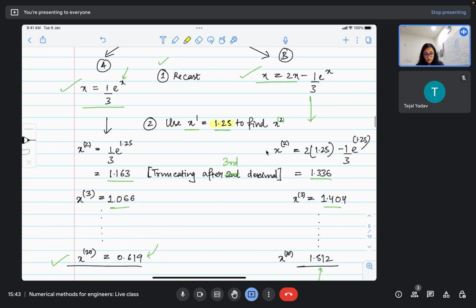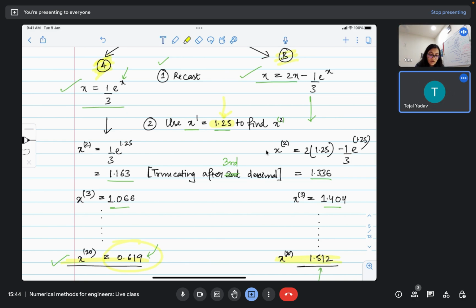Okay, so we had recasted it in type A and in type B. When we recasted in type A, we were getting 0.619. It was one of the roots. Recasted in type B, we were getting the other root. So do you realize that when we recast in a particular fashion, that is 1 by 3 e to the power x, and we have a particular initial guess, it is only giving us one root. It is not giving us the other root. Do you acknowledge this factor? Yes, ma'am, I understand.